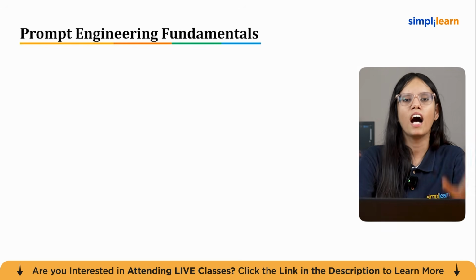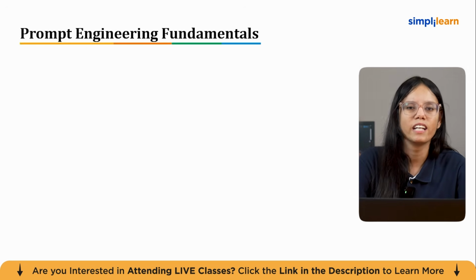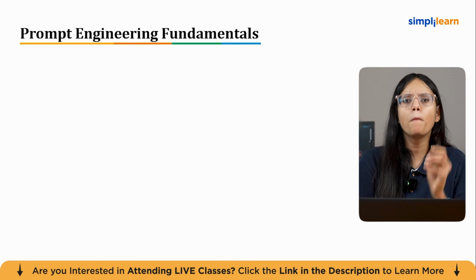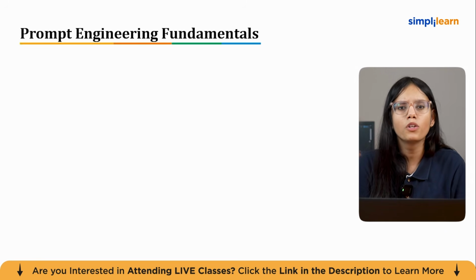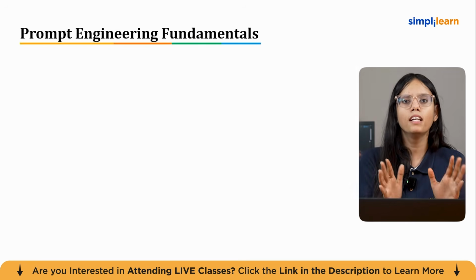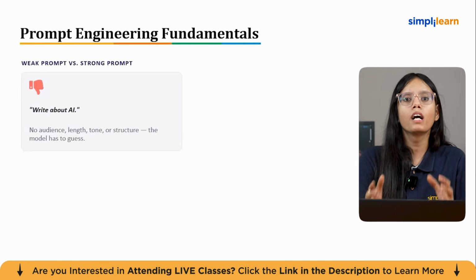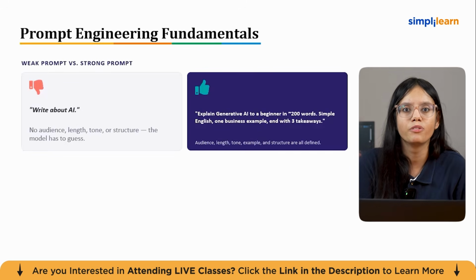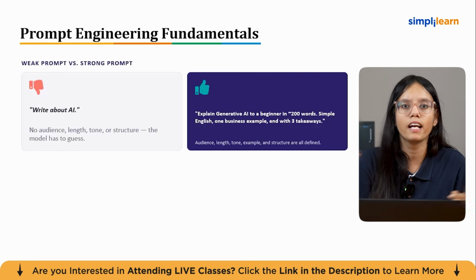Once we have understood how an LLM processes information, prompt engineering begins to make more sense. Now let's look at some of the basic fundamentals of prompt engineering. A prompt isn't simply a question. It is information and instruction you provide to the model so it can understand what you want. See, compare these two prompts. First prompt says, write about AI. Now compare that with, explain generative AI to a beginner in approximately 200 words. Use simple English, provide one business example, and end with 3 key takeaways.